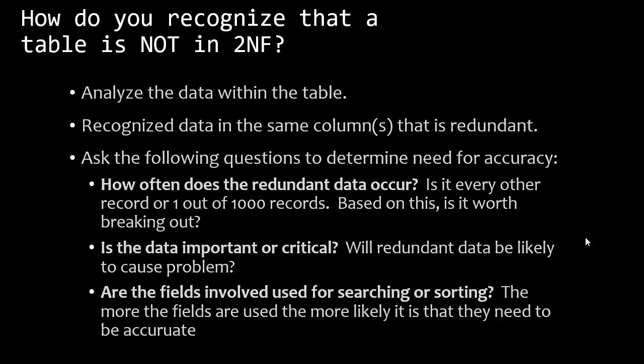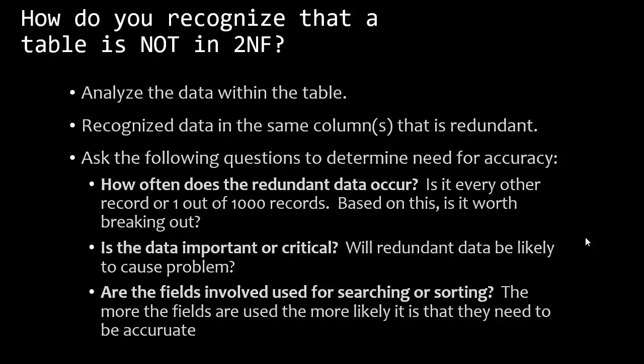So how do you recognize that a table is not in second normal form? You're going to analyze the data within the table. This is the situation where you're not really looking at the columns, but you're looking at the data. You recognize the data in the same columns that is redundant. So city, for instance, might be one. State could be one. Gender could be one. Ask the following questions to determine the need for accuracy.